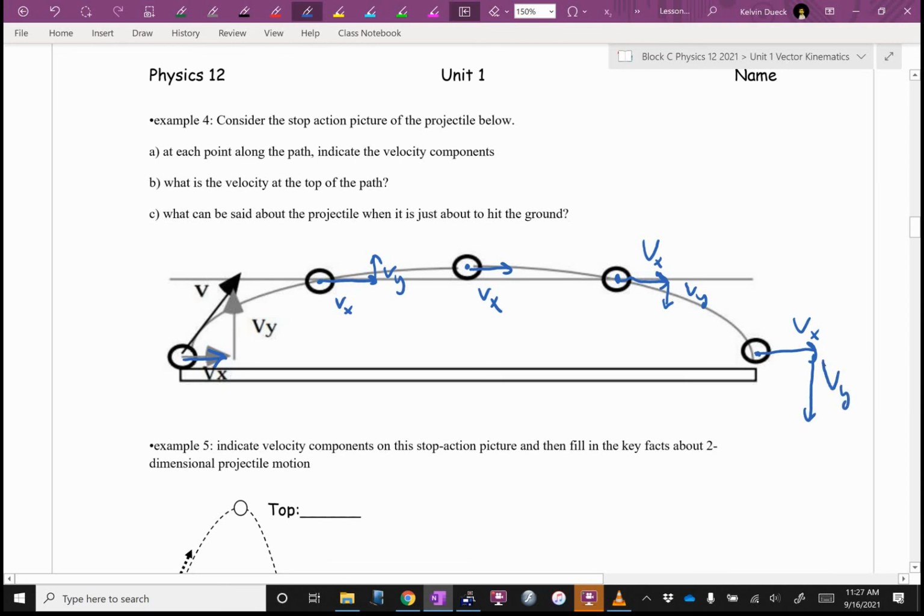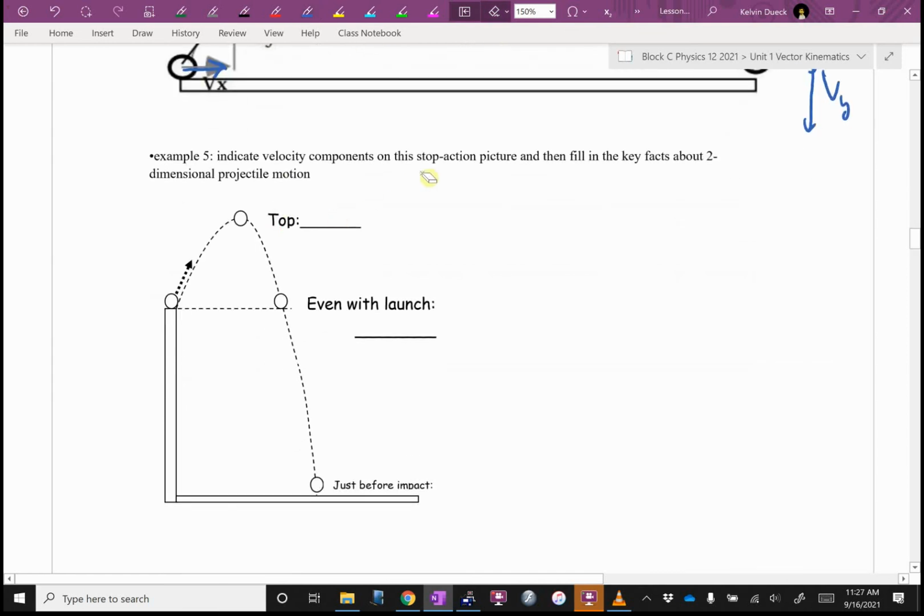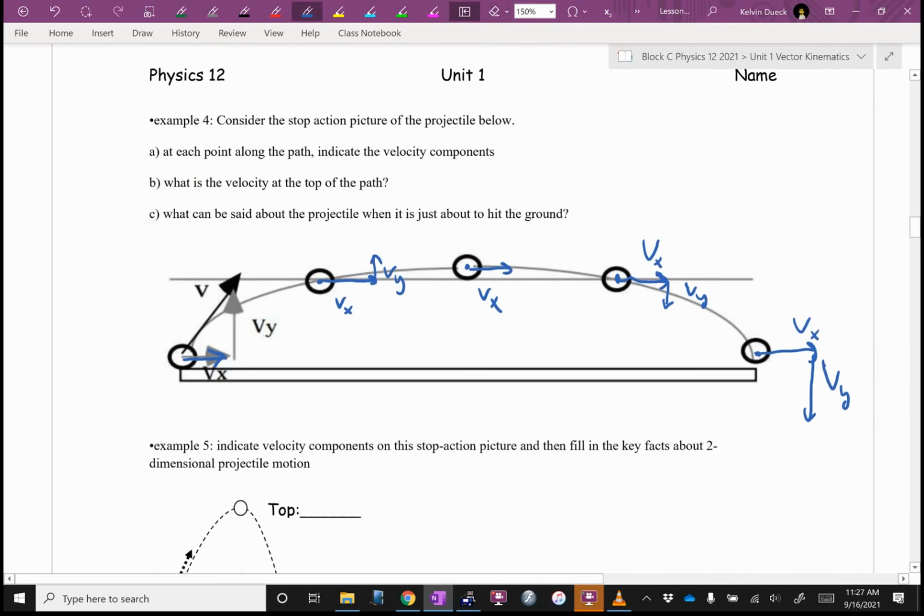In fact, the resultant, if this was 35 meters per second at a 60-degree angle, it's going to hit the ground at 35 meters per second, but at a 60-degree angle below the ground. Because what goes up must come down. Okay? Example 5 says, indicate velocity components on this stop action picture and then fill in the key facts. Oh, hang on. Did we answer the whole question? What is the velocity at the top of the path? Yeah, we answered that. What can be said about the projectile right when it's about to hit the ground? Same as the initial, but down.